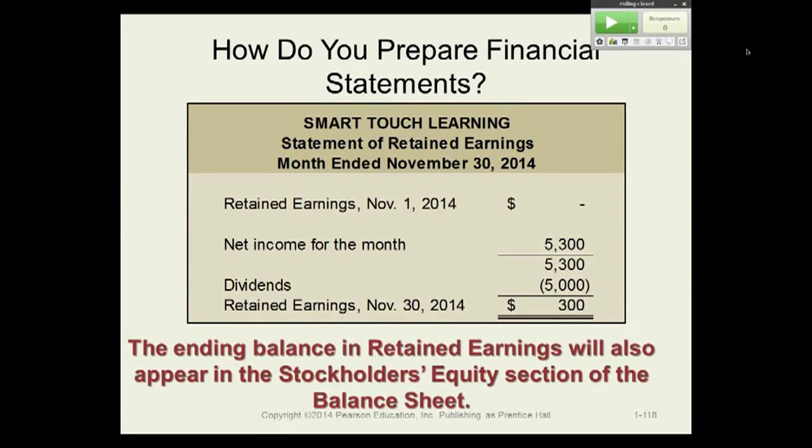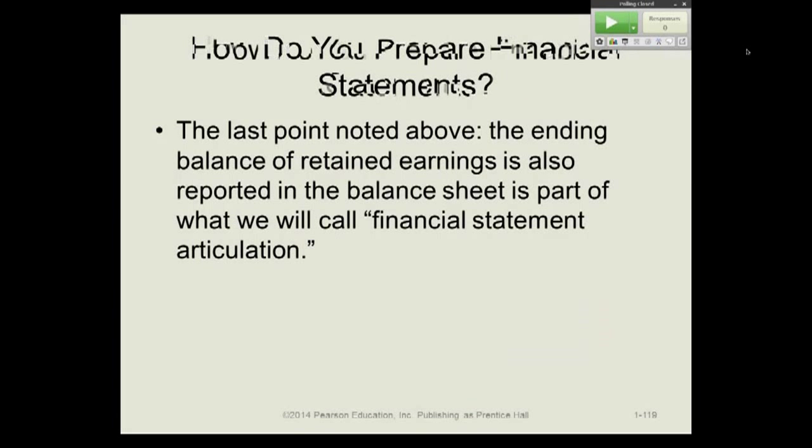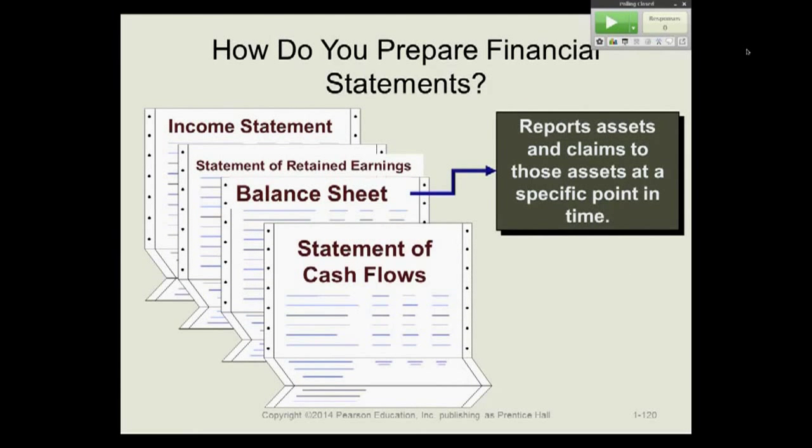Okay. Now, our next statement is the balance sheet. And again, the statements are articulated as we said. The next statement is the balance sheet. And as we said earlier, the reason why we do these in order for the balance sheet to balance, you need retained earnings. So you have to have the statement of retained earnings prepared first.